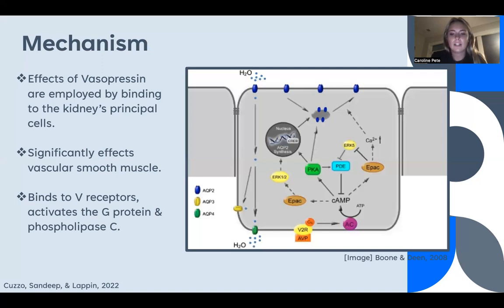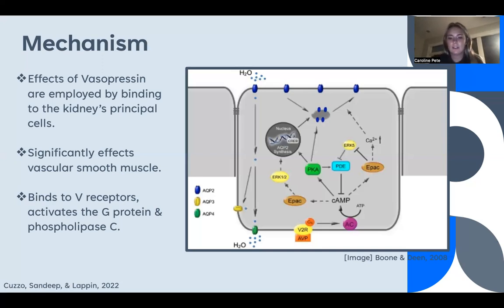And then water can enter the cell by, so here's the little guide here. You have AQP2 as the dark blue, AQP3 as the yellow, and then AQP4 as the green. So the water enters the cell with AQP2 and then it leaves with AQP3 and AQP4.